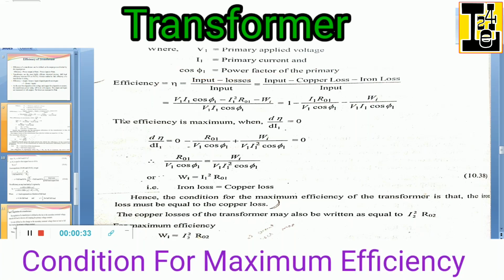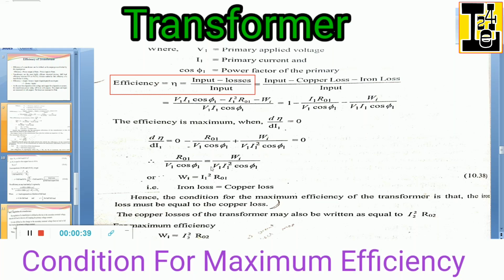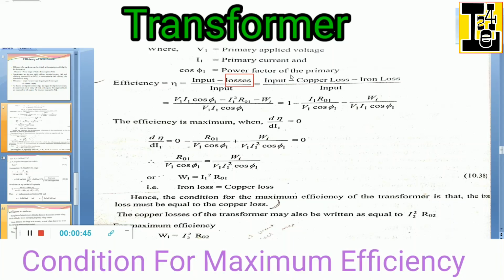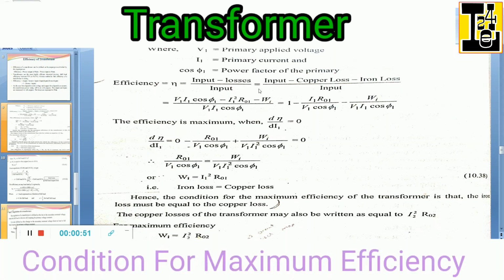Hence, efficiency eta is equal to input minus losses divided by input, where losses can be further represented as copper losses and iron losses. So this expression will become efficiency equals input minus copper losses minus iron losses, whole divided by input.